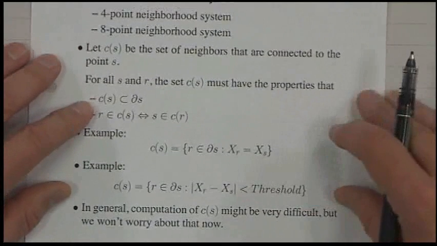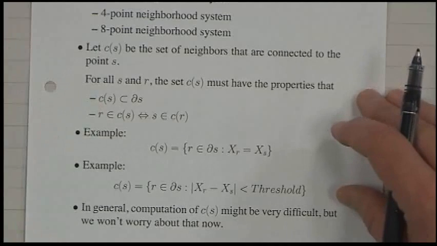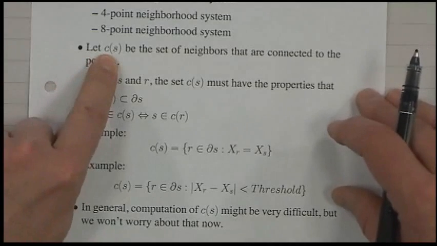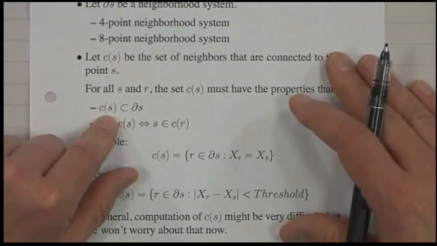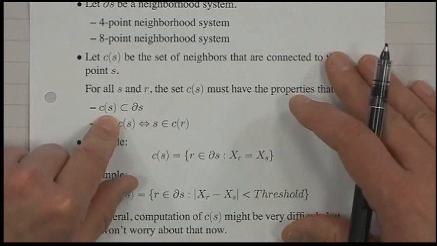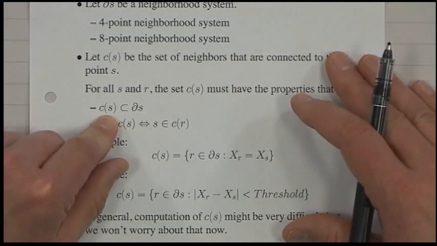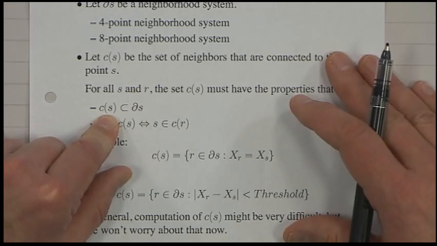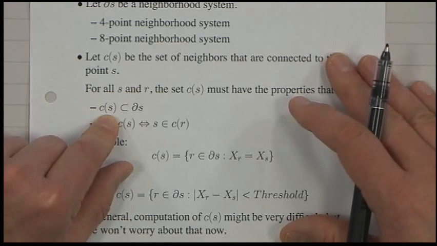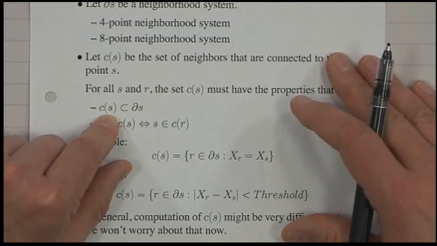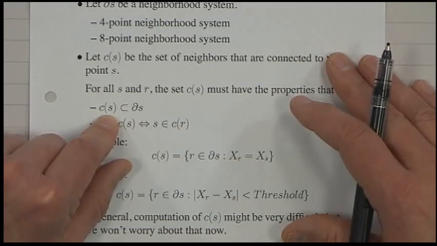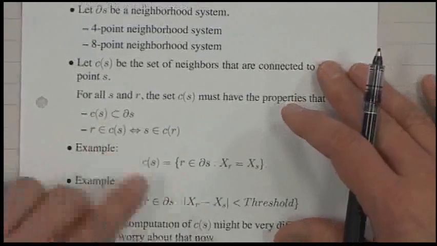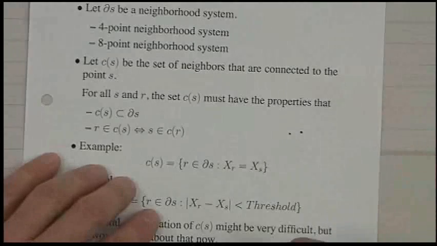So C of S here is the set of neighbors that are connected to the pixel S, okay? Now, C of S could be some monstrously complicated function, right? It could appeal to some hideously complex oracle, right? It could involve computer vision and everything else, right? So you have some complex scene, and you're asking whether two pixels are neighbors or not.